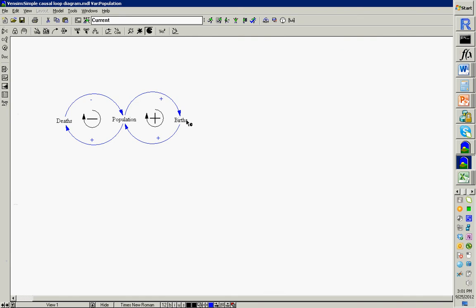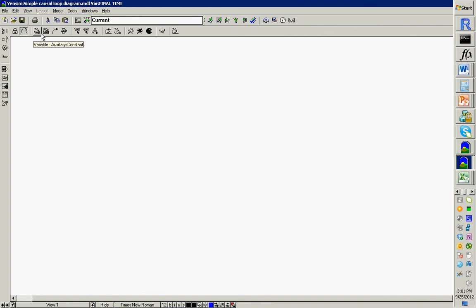Now, how would I put this thing into a stock and flow model? This is a good chance to review. So how would I turn this into a stock and flow model? Okay, the stock is population, and what are the other two things? They're flows. Good. So births we might represent as a flow into the stock. How do we know they're flows?